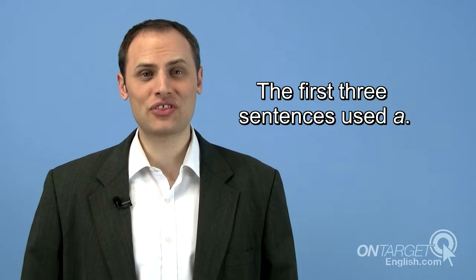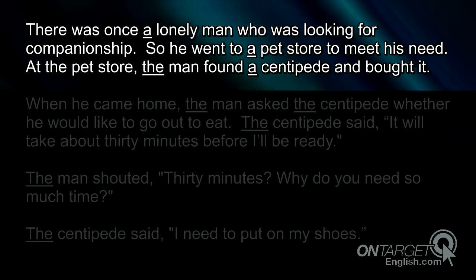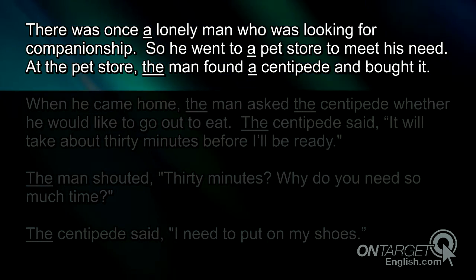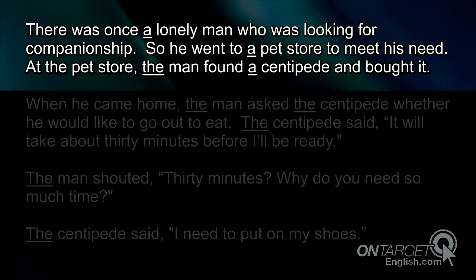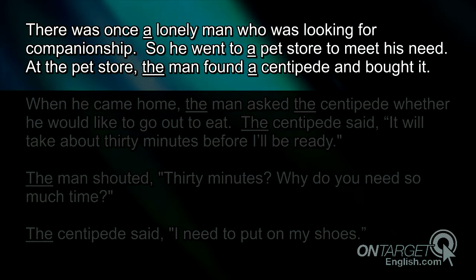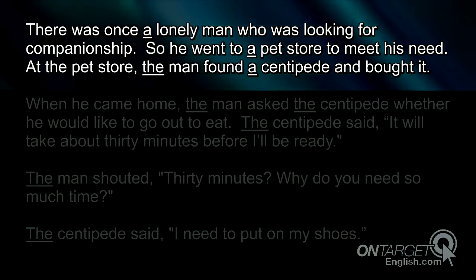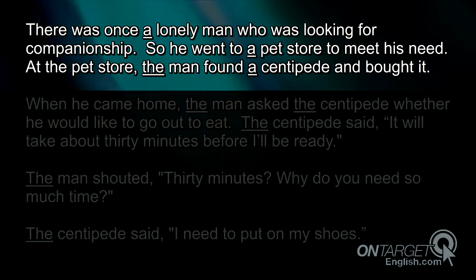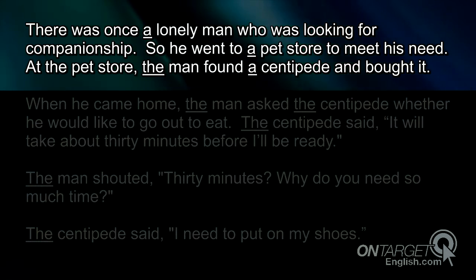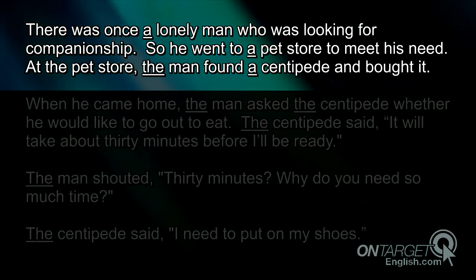Did you see that the first three sentences used the indefinite article a? The first time that the story refers to the man, the store, and the centipede, the story says a man, a pet store, and a centipede. Notice that we use the indefinite article, a or un, the first time that something is mentioned, and then the definite article, the, for the same thing each time that it is mentioned after the first time.